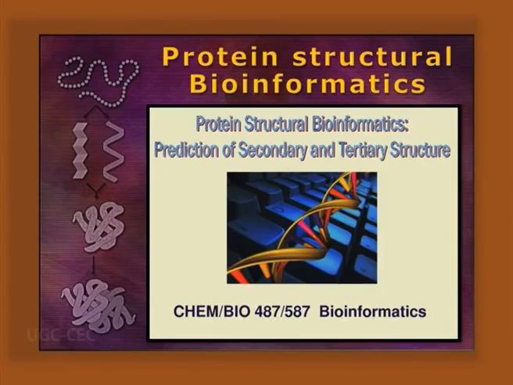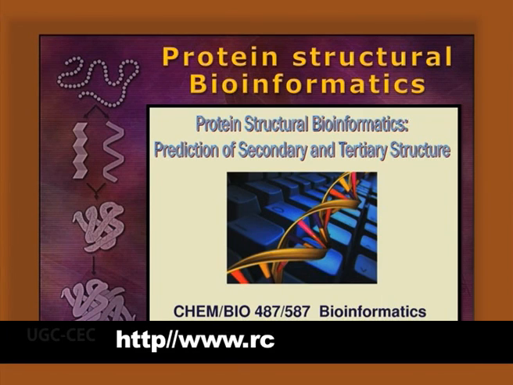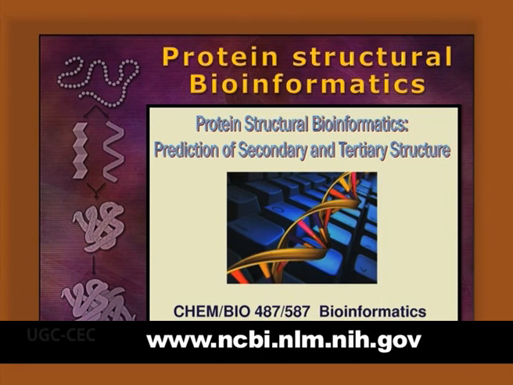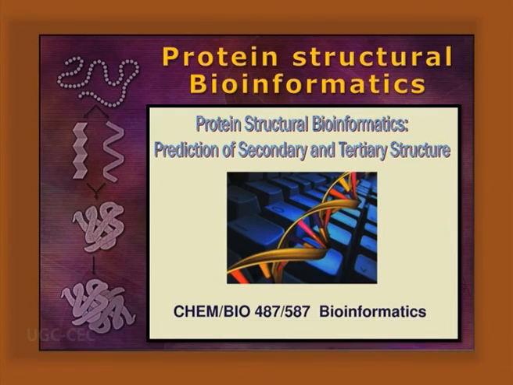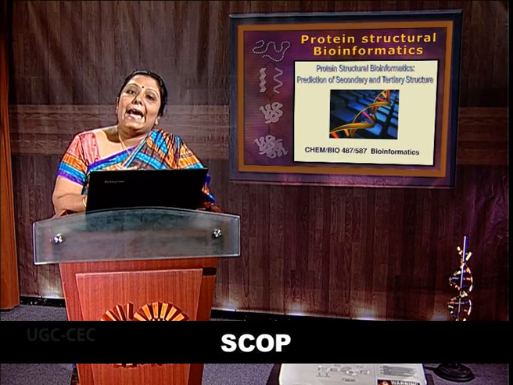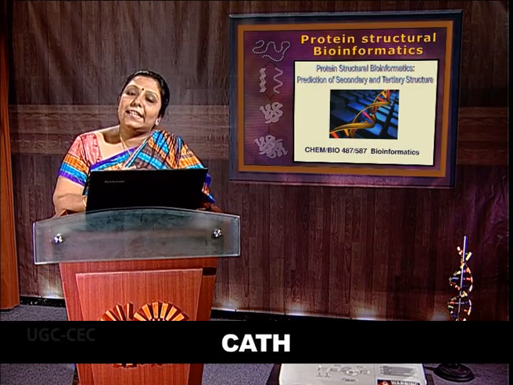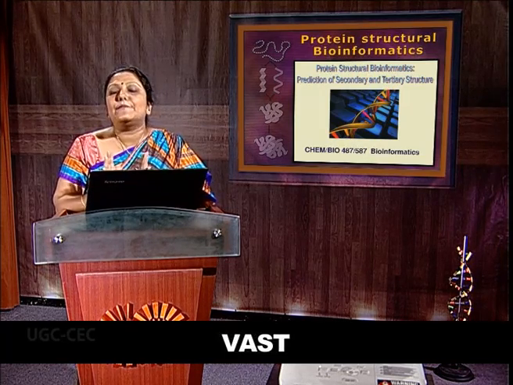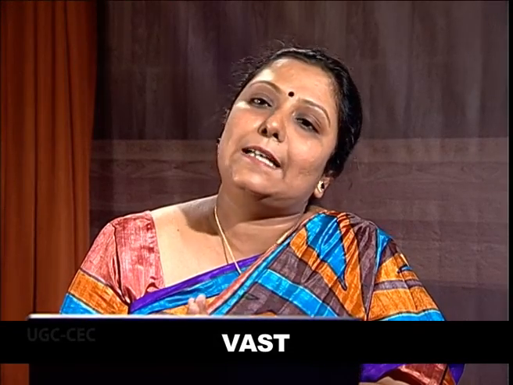Protein structural bioinformatics. For the protein database, the protein structure can be known from a specific site, http://www.rcsb.org/pdb, the Protein Data Bank. We know protein modeling by means of ncbi.nlm.nih.gov. Protein structural classification can be known from SCOP, as well as from CATH and VAST. There are different types of software and different bioinformatic databases.